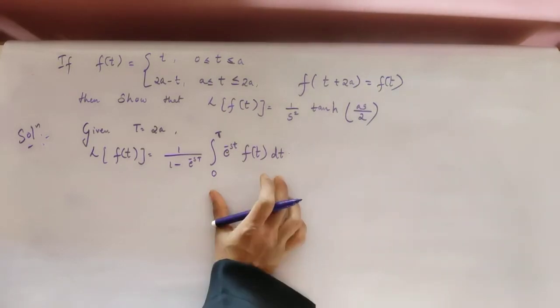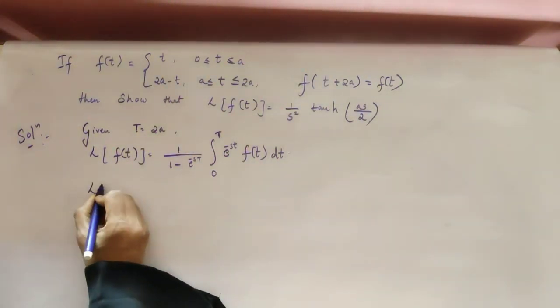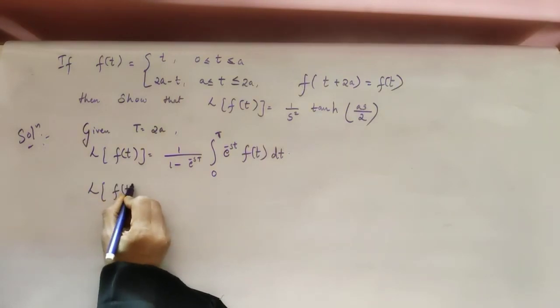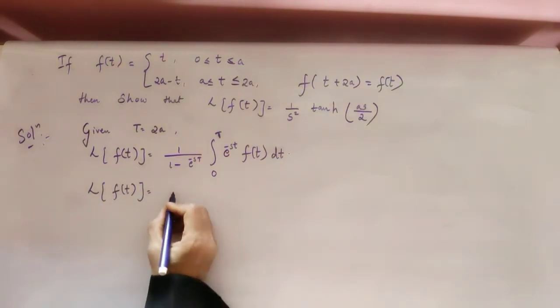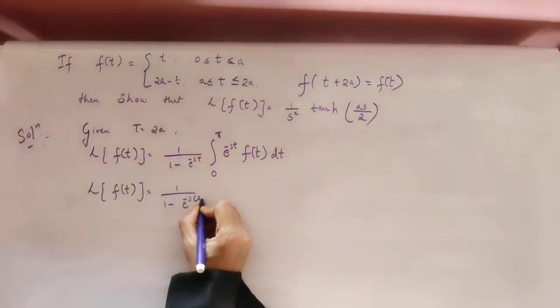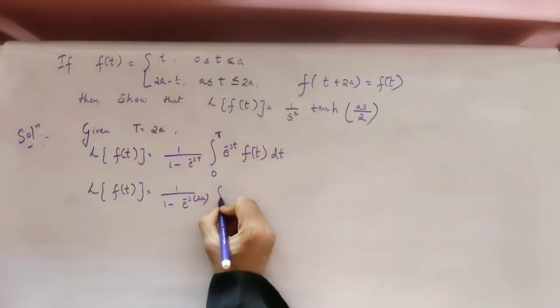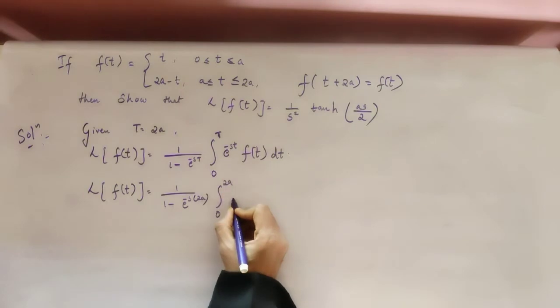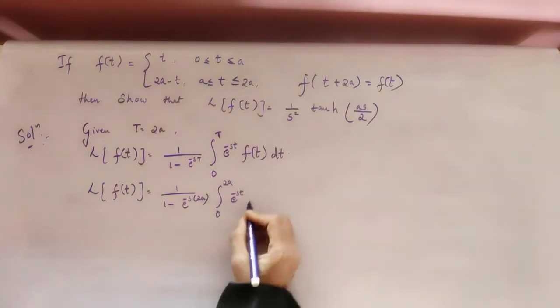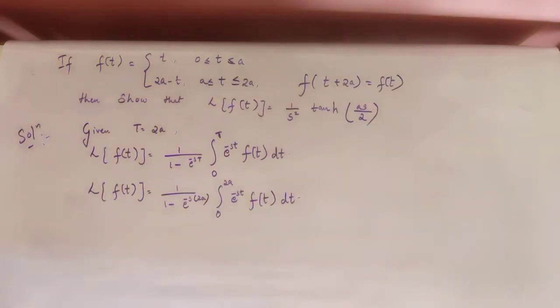With the help of this, here we have capital T as 2a. So let us substitute. For this given problem, the Laplace transform of f of t becomes 1 divided by 1 minus e to the power minus s, and in place of T you should have 2a because capital T value is 2a, so integration from 0 to 2a, e to the power minus st f of t dt. I hope it is clear. I have just substituted the value for capital T, nothing else.